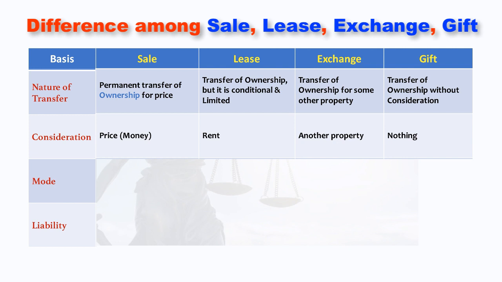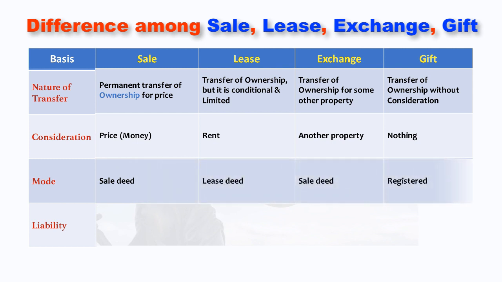The next one is mode. What is the mode? What is the basis of transferring this property? The sale involves a sale deed. You need to prepare a sale deed which has to be registered. Of course, we have discussed that. Secondly, lease. You need to prepare a lease deed, though it is not essentially required, but if the lease period is more than a year, then it is essentially required, and before that it is optional. In exchange, a sale deed is essentially required in case of immovable property; in case of movable property, it is again optional, desirable.